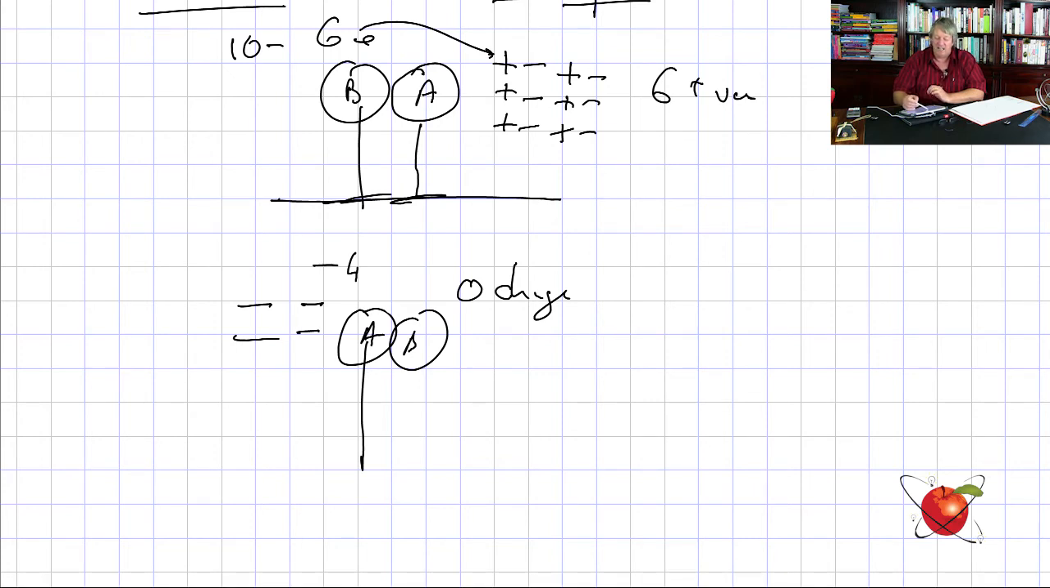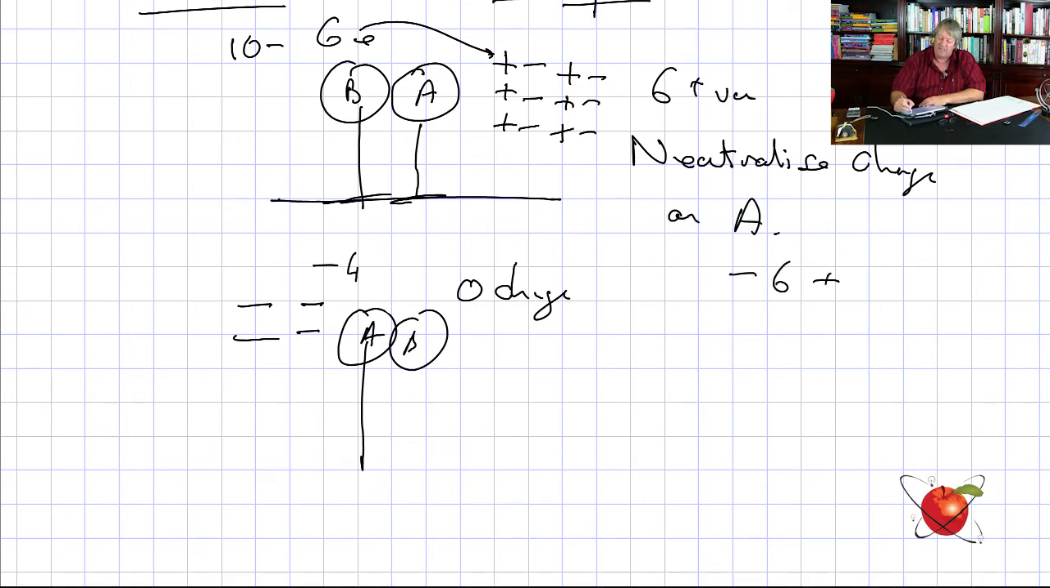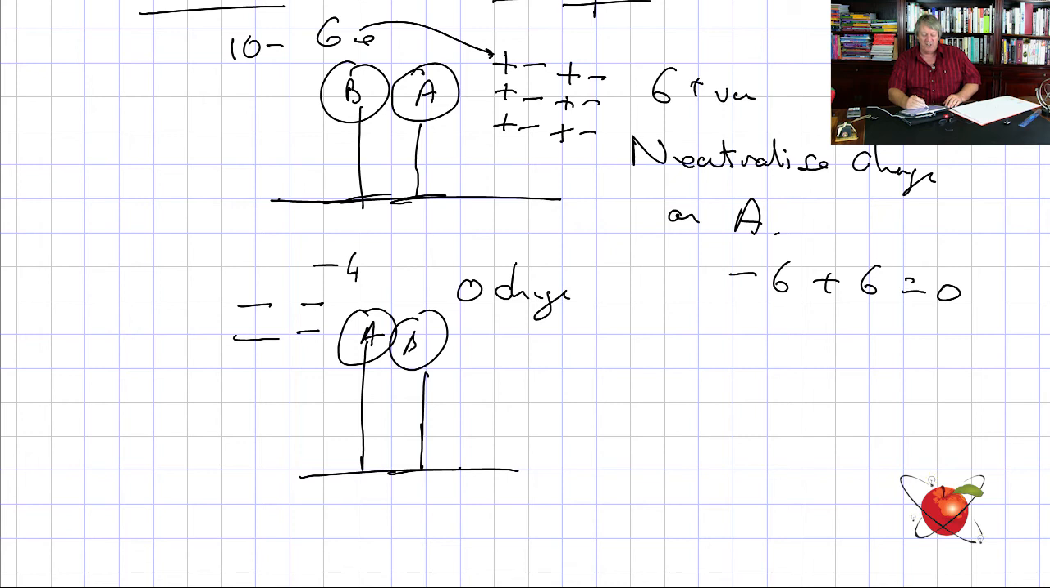It was minus 10. 6 electrons went to neutralize the charge on A, right? So we got minus 6 plus 6 equals 0. Now we are left with minus 4 on this one, aren't we? These are electrons. Where do you think these electrons are going to go? What they do is they do this.